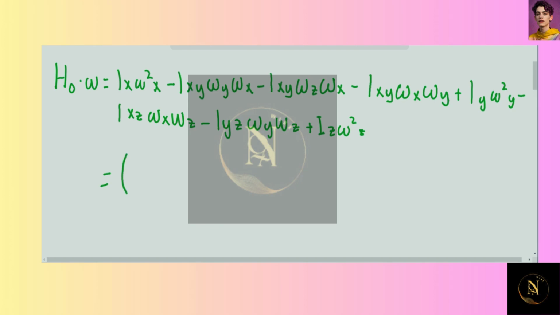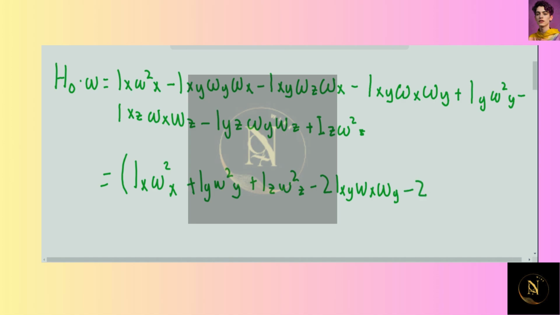So simplifying this out, we'll get I of x times omega squared of x plus I of y times omega squared of y plus I of z times omega squared of z, and then minus 2 times I of xy times omega x times omega y minus 2 times I of yz times omega y times omega z minus 2 times I of xz times omega x times omega z.